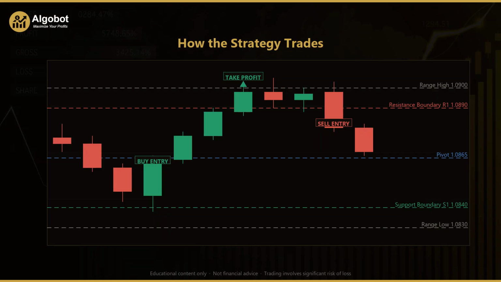Now the second half of the story. After tagging the upper area, price stalls. The candles near the range high start to lose momentum, and one bullish candle prints right up against the resistance boundary R1. On the very next candle, price opens higher but then reverses hard, closing well down and forming a bearish engulfing that swallows the prior bullish body. Because its high reached the resistance boundary R1, the strategy signals a short, and the sell entry marker appears. This time the stop sits just above the resistance, and the take profit is projected 1.3 times the stop distance below the entry.